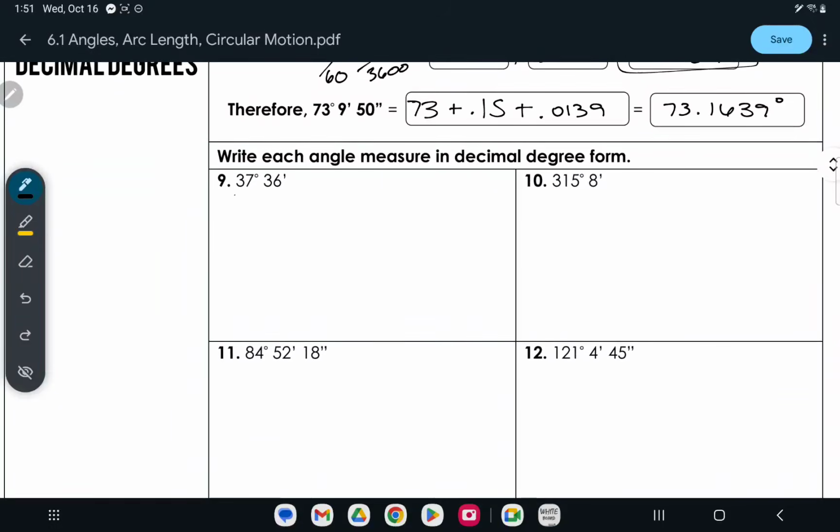So I'll look at these odd numbers here. So I get 37 plus 36 out of 60, which gives me 37.86.